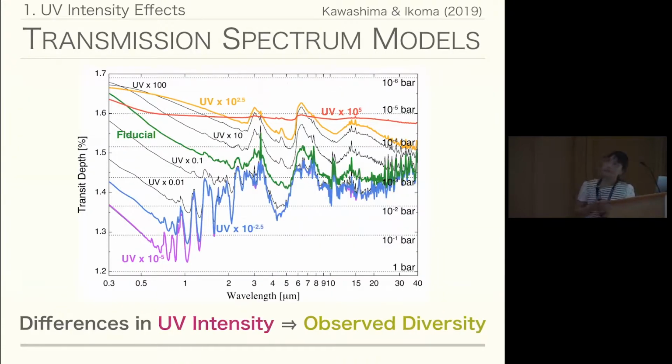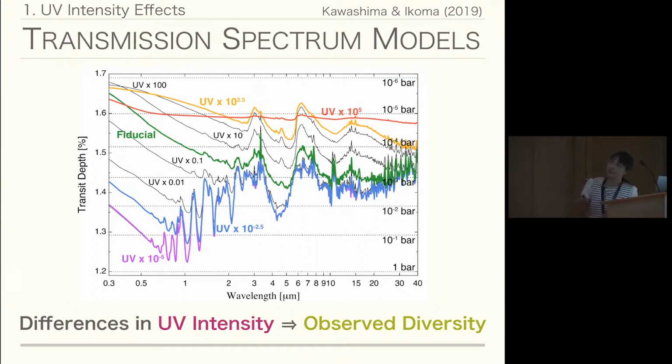And this figure shows the transmission spectrum for different UV radiation intensity cases, from low UV radiation intensity to high UV radiation intensity. You see that the differences in UV radiation intensity can explain this recently observed diversity of transmission spectra.